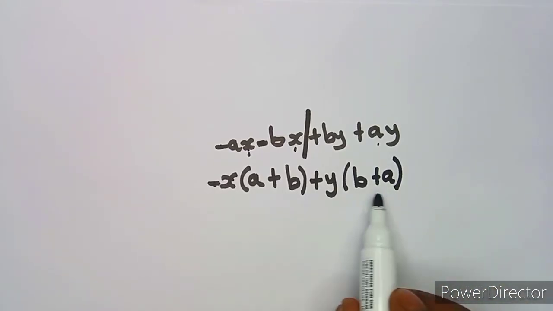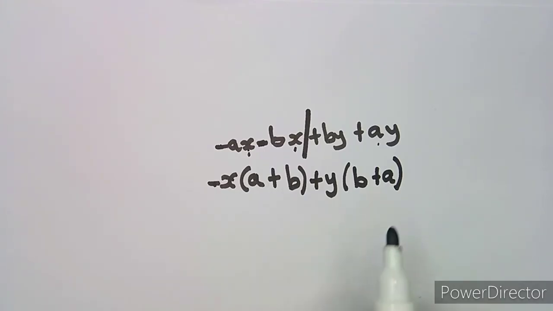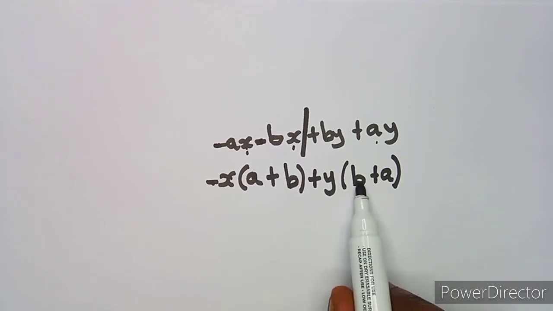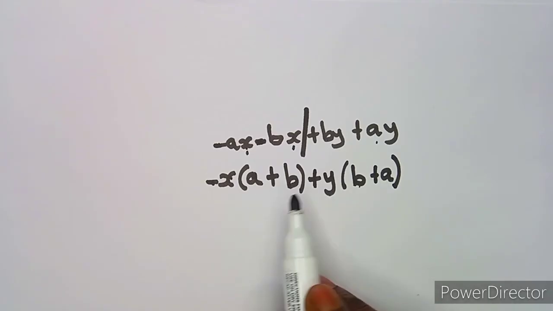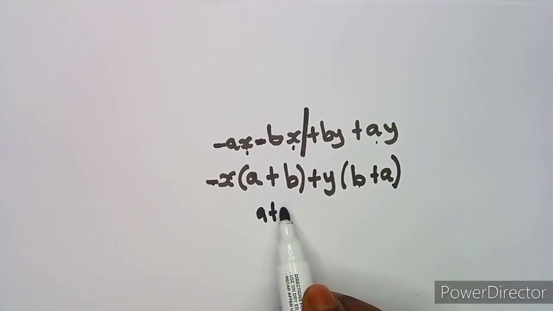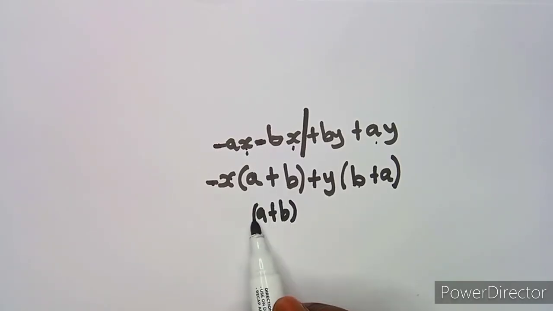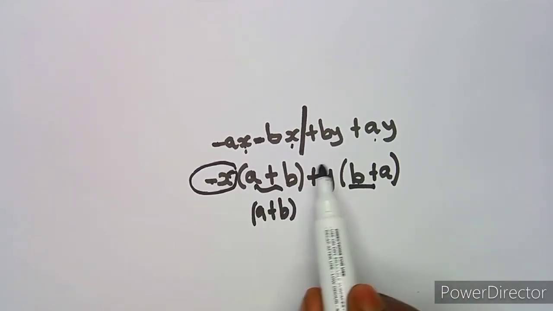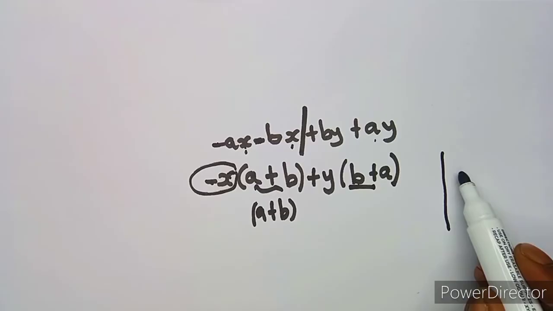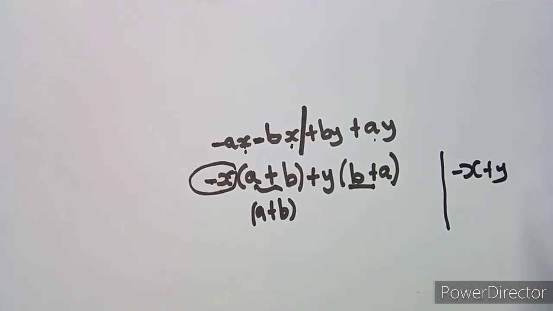Actually, guys, these two are the same. a plus b and b plus a is one and the same thing, so you can just write it as a plus b. You factor out this bracket, which is the same. Then these two should be written in a bracket, but take note, we are supposed to write it as minus x plus y like this.